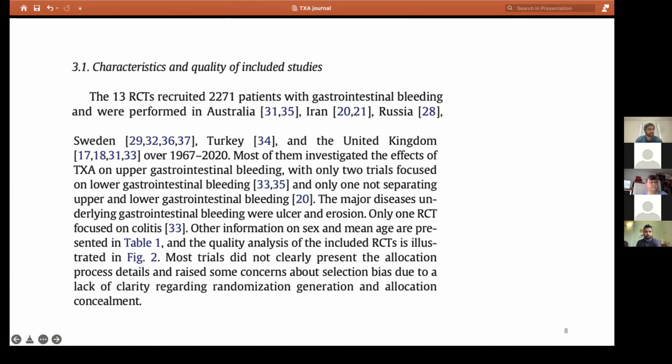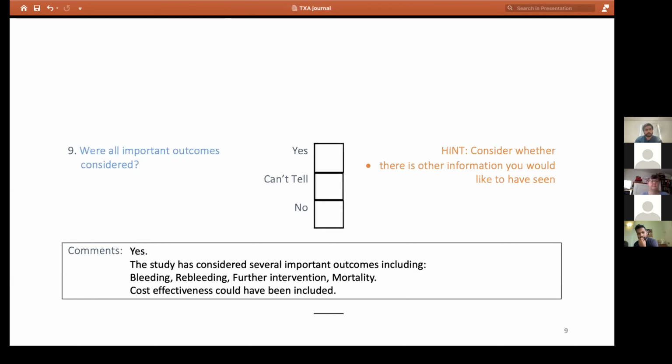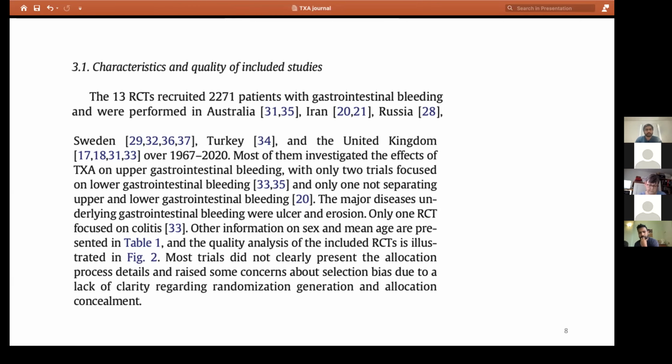As in the results, it has taken quite a good number of population. It has taken 13 randomized clinical trials, including 2,271 patients. There is a good number of patients they have considered. And the other thing is they have done the study in several countries, including the United Kingdom, which is good to consider for the local protocol or local use of the medication. And the other thing is, after the use of such medication, there has not been shown any such side effects of the drug. So looking at the risk and benefit ratio, I would say it would be yes for the use in the local population.